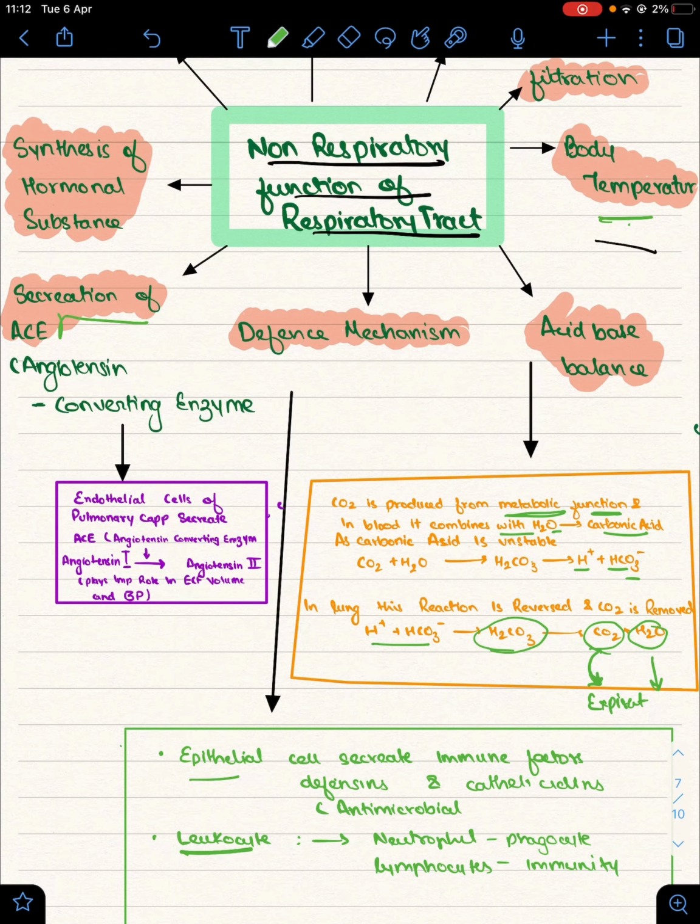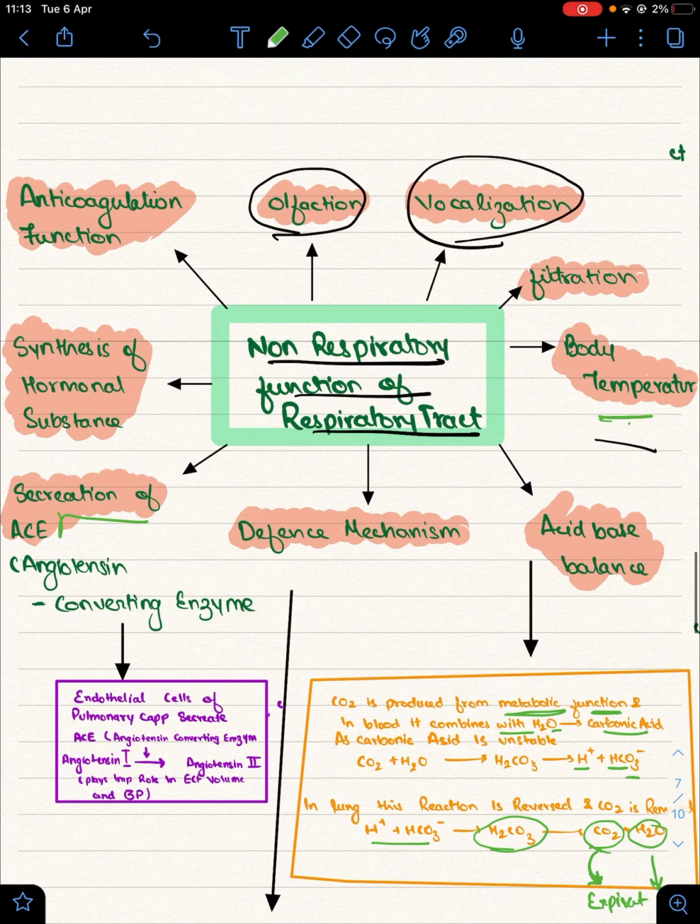Angiotensin 1 is converted into angiotensin 2 in the presence of the enzyme ACE, angiotensin converting enzyme. And then synthesis of hormonal functions. In hormonal functions, it synthesizes prostaglandins, acetylcholine, and serotonin, and many physiologic hormonal regulations are done by it.